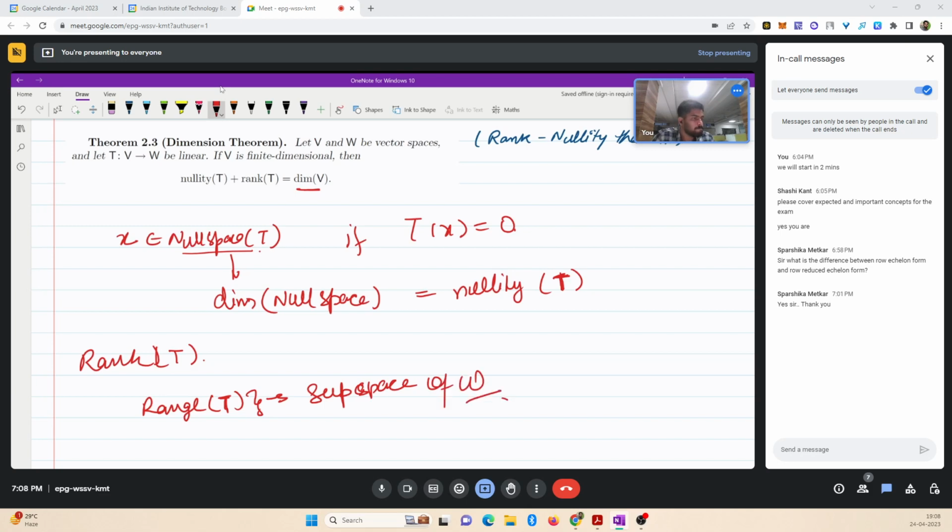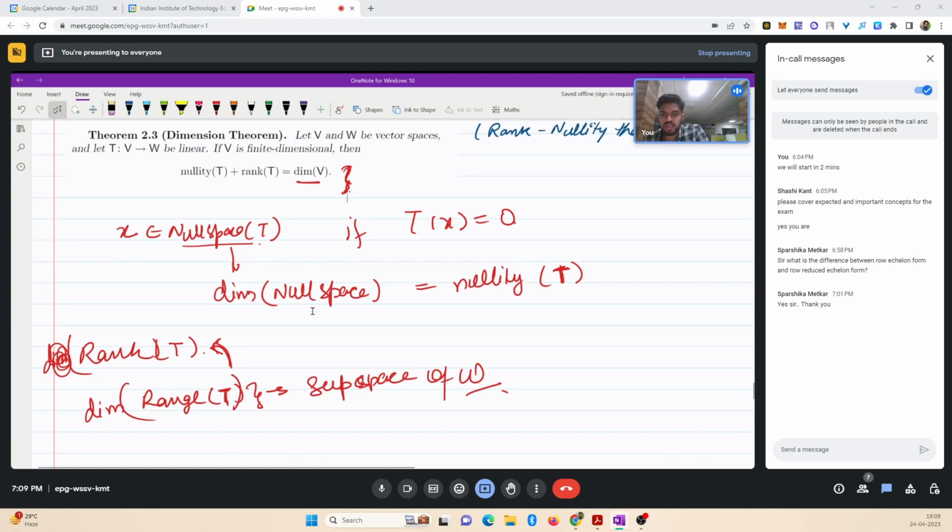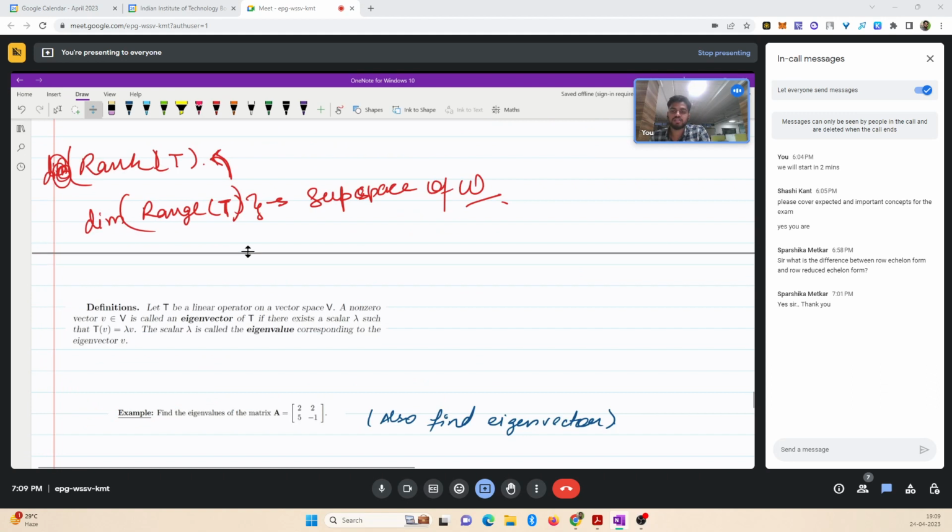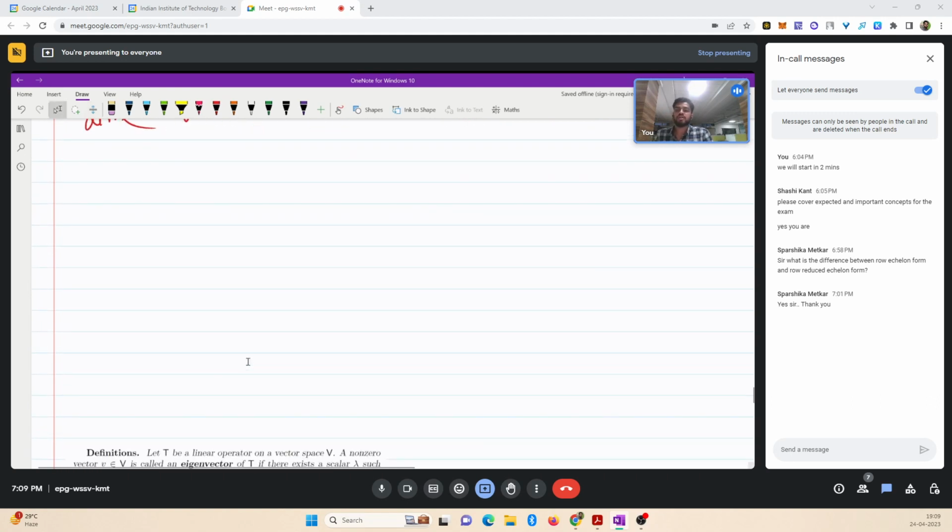So this forms a subspace of W. Now, if you take the dimension of this set, that is your range of T, the dimension of range of T is something that is called the rank of your transformation T. This is another important theorem, that rank plus nullity is equal to dimension of V.